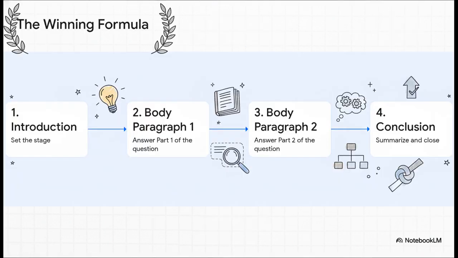But don't let that 2-part question scare you, because I've got a secret weapon for you, a super simple, super powerful 4-paragraph formula. You can use this structure for pretty much any task 2 question, and it'll make sure your essay is organized and your argument is strong. So let's break it down.